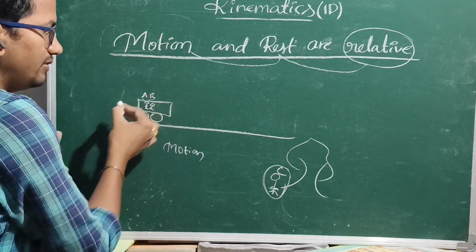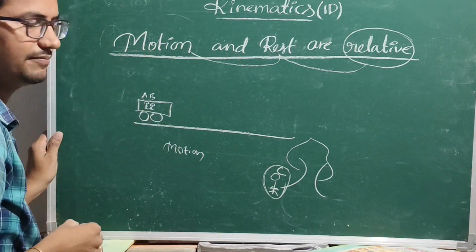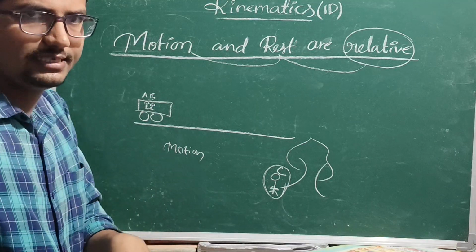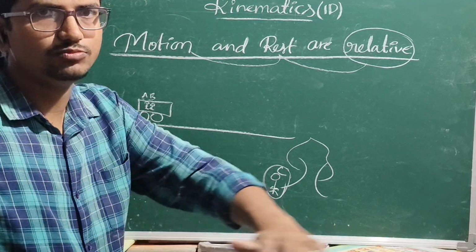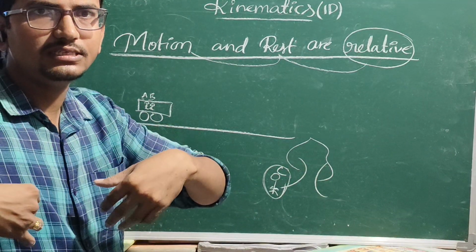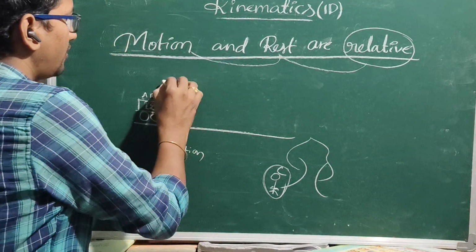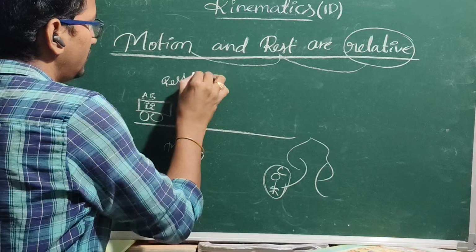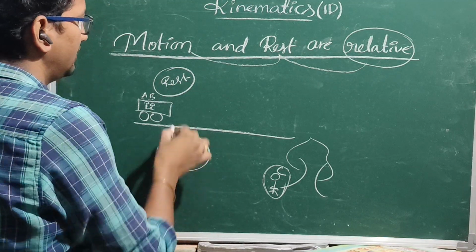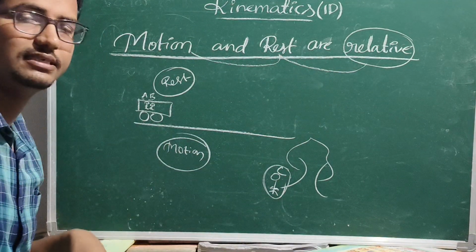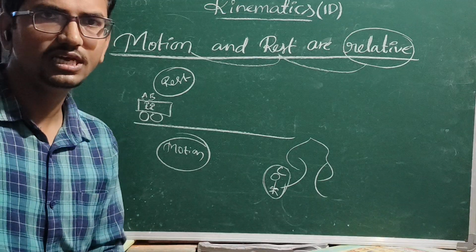By comparing A with B, or B with A, those are sitting beside each other. While the bus is moving, those persons are in the rest position with respect to each other, yes or no? That's called a rest position. Both conditions can be satisfied. That's how motion and rest are relative.